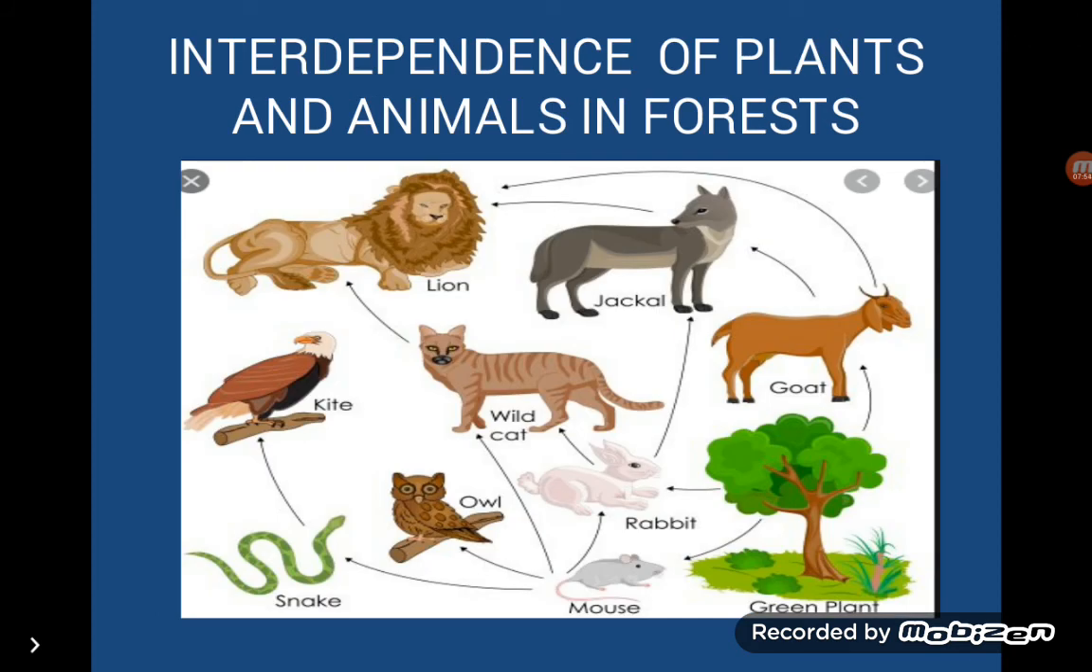Interdependence of plants and animals in forest. Animals and plants are interdependent on each other in different ways. Forests are home to a great variety of plants, animals and microorganisms. All organisms found in a forest are interlinked. Together, all living things make up the biotic components of the forest habitat.